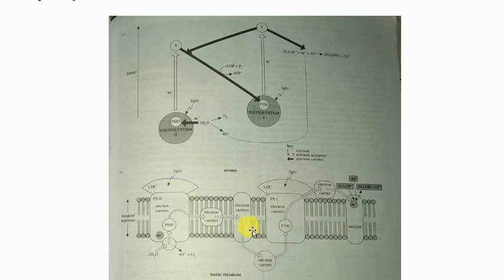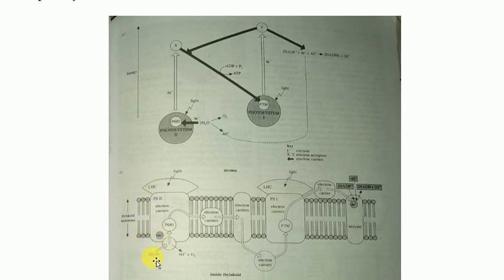In the diagram below, this is the thylakoid membrane. This is the stroma, and this is the inside of the thylakoid, the lumen. The stroma is the cytoplasm of the chloroplast. Here is the light harvesting complex, LHC, which we discussed earlier. And this is the thylakoid membrane, which is a phospholipid bilayer.